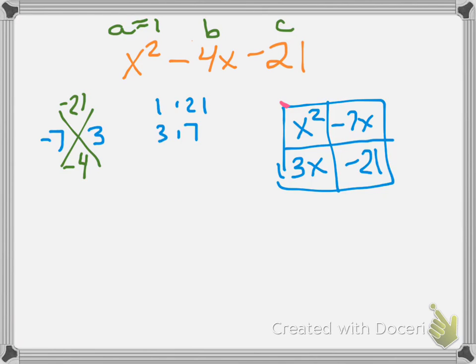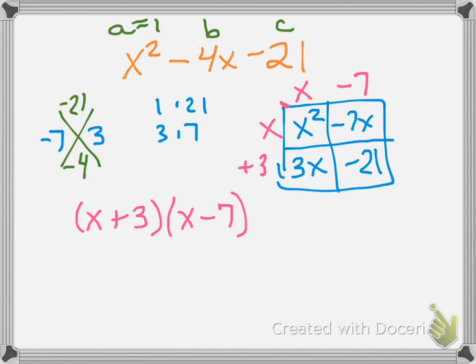So starting at this corner, what times what is x squared? That part's easy, it'd be x times x. And then moving over here, x times what is negative 7x? Negative 7. And then x times what is 3x? Positive 3. So my answer is x plus 3 times x minus 7.